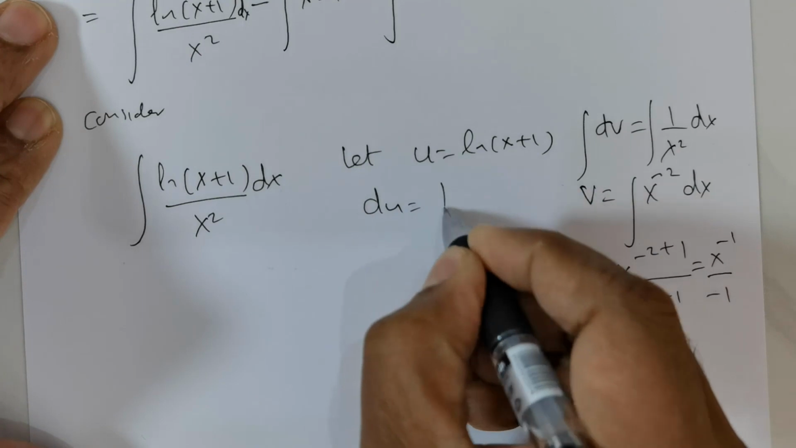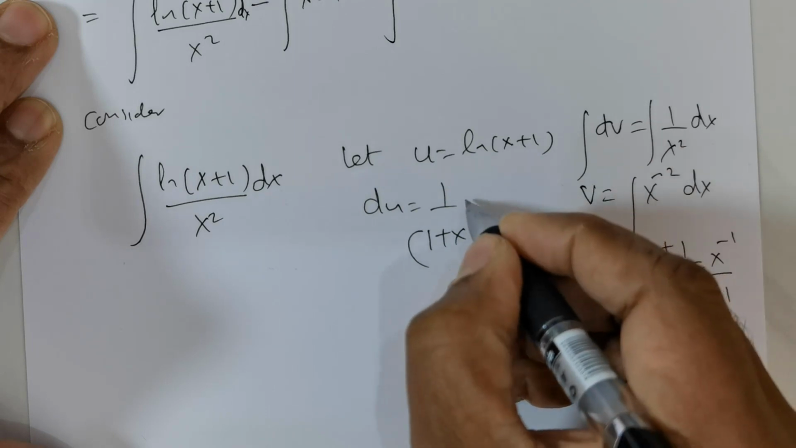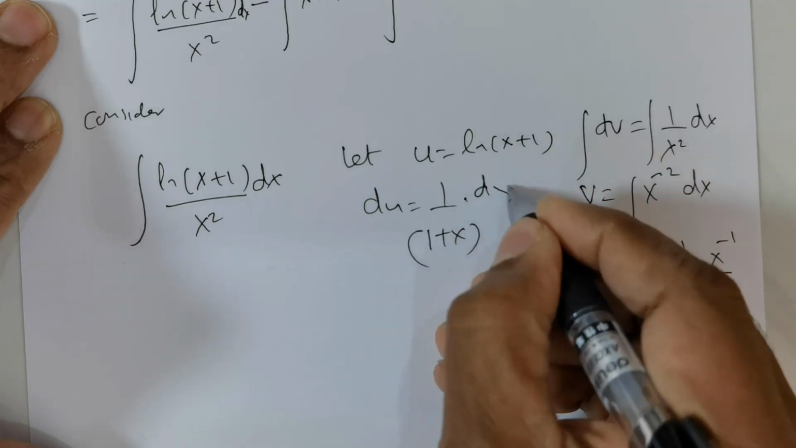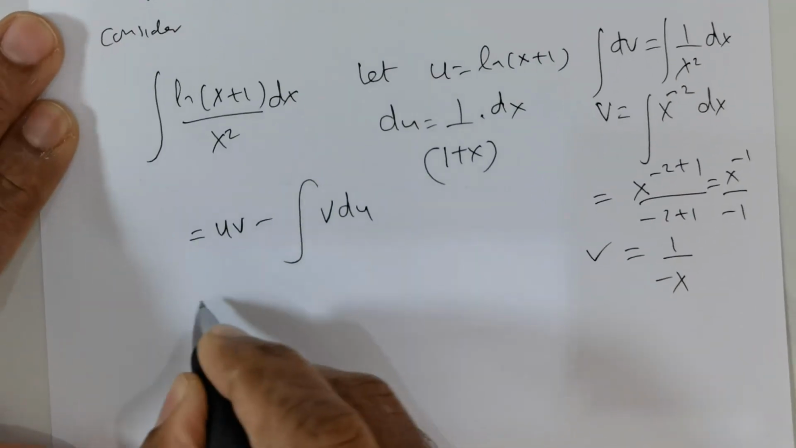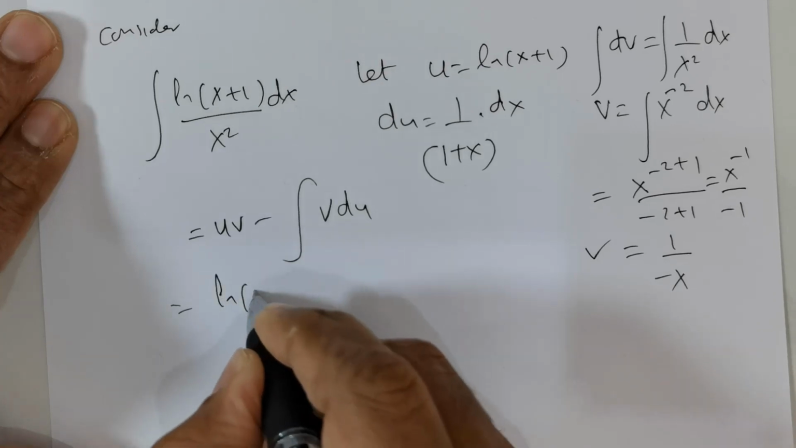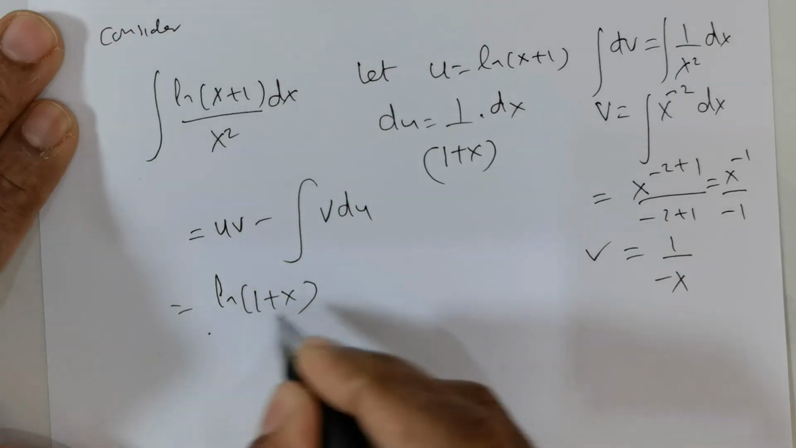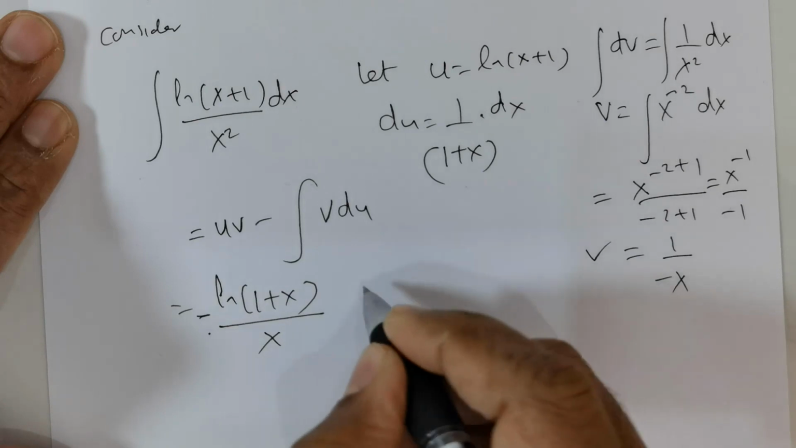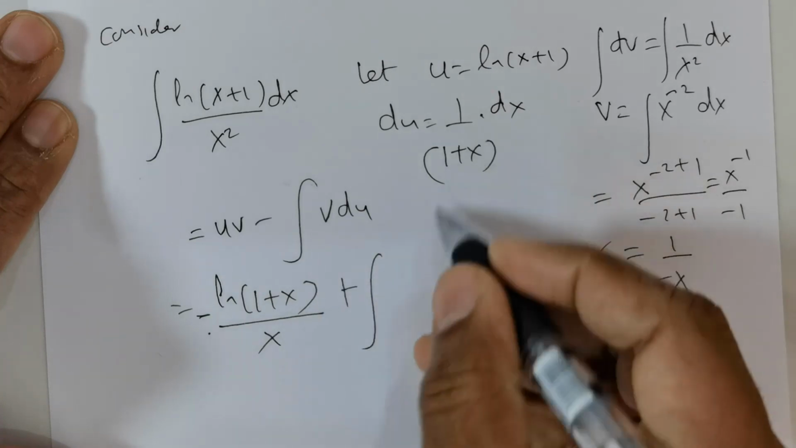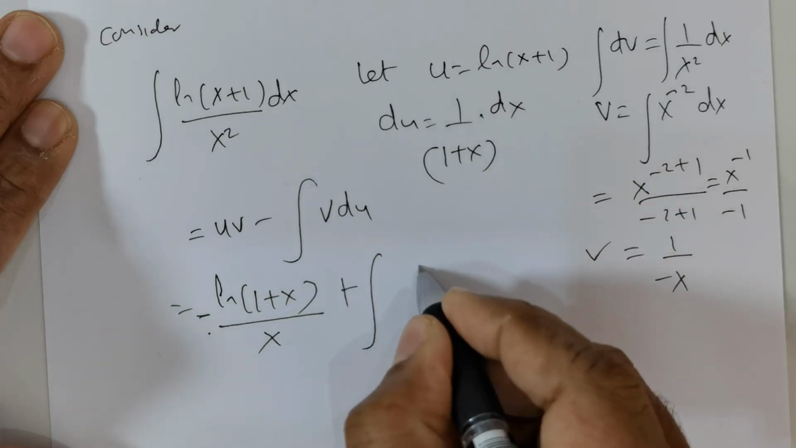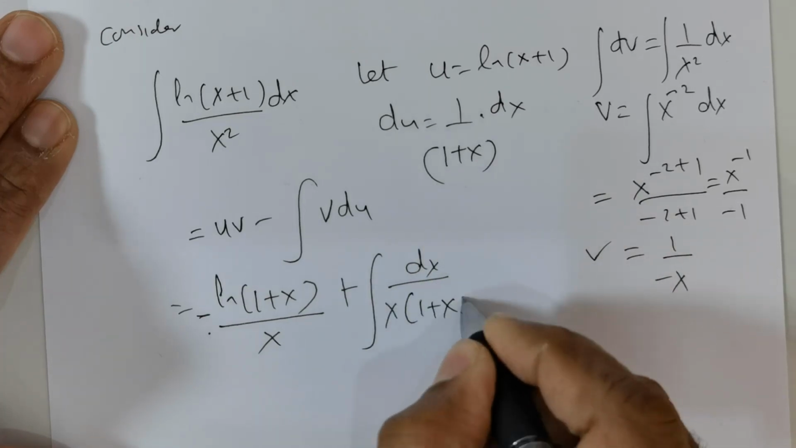Now differentiating u, you get 1 over, I'm going to write this as 1 + x, that's a logarithmic differentiation, multiplied by the differentiation of x, which is 1. We need to place the differential operator dx. So the formula is uv minus the integral of v du, which is equal to, my u is ln(1 + x), my v is negative 1 over x, so I place the x here with the negative sign, minus the integral, my v is 1 over x with the negative sign, so it becomes positive, and my du is going to be dx over 1 + x, so that's going to be x times (1 + x). So this is what we have got, right?